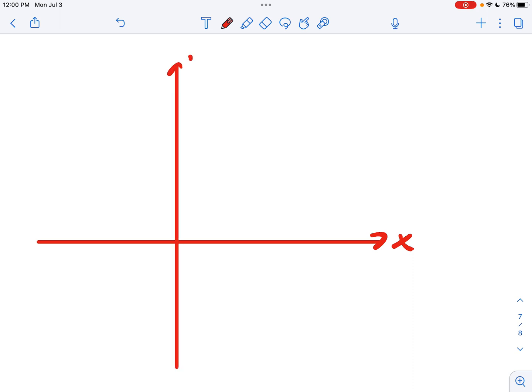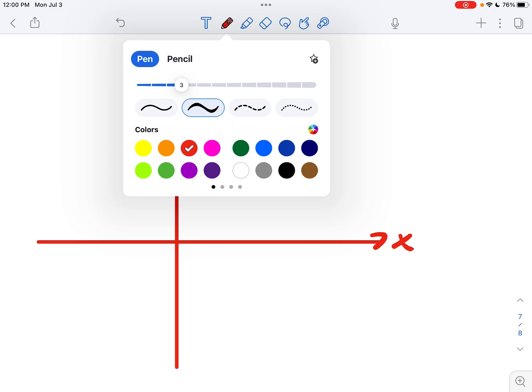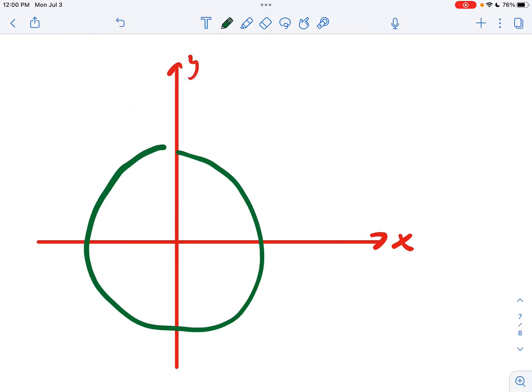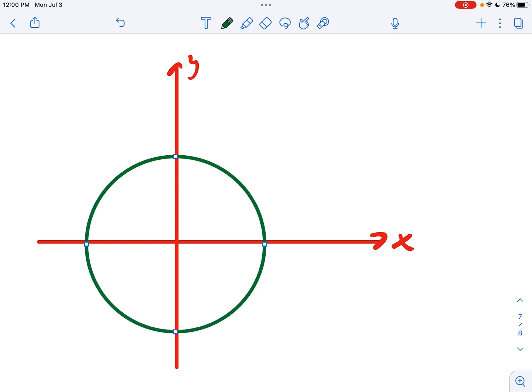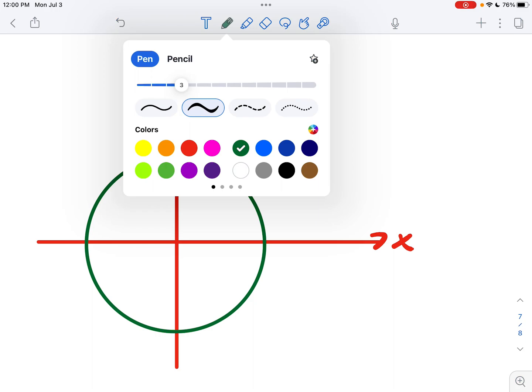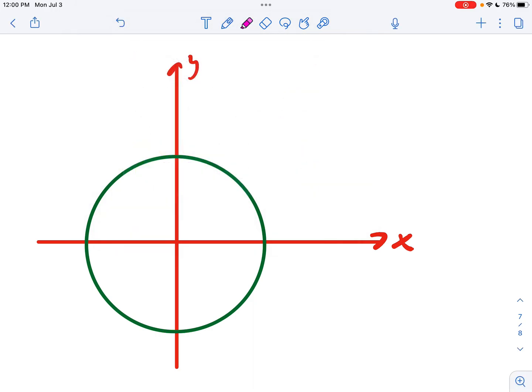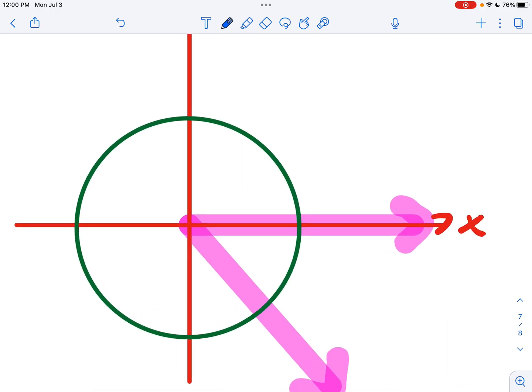y-axis, unit circle. I am not good at making these circles today. Here we go. -45 degrees. So initial side, terminal side. 45 degrees is sort of in balance, but it's negative. So this is our angle like so.